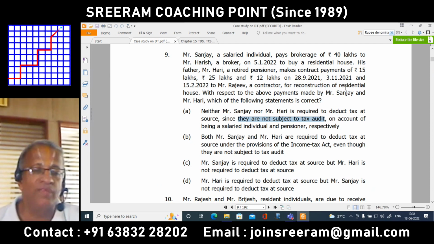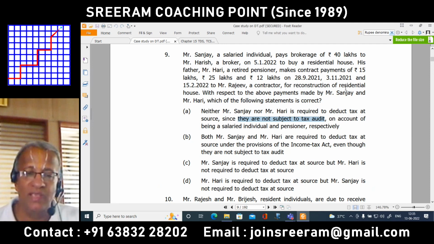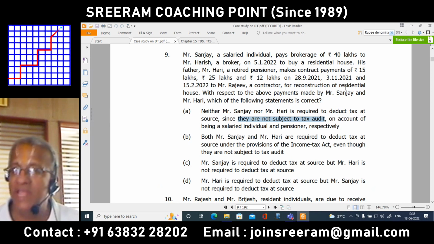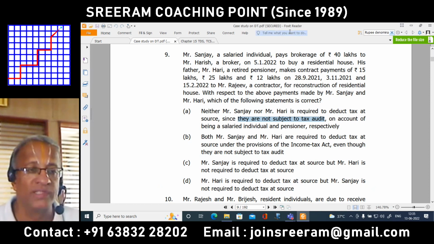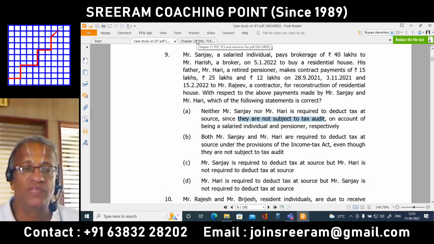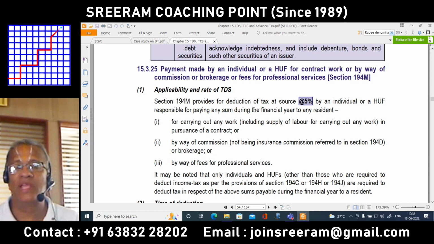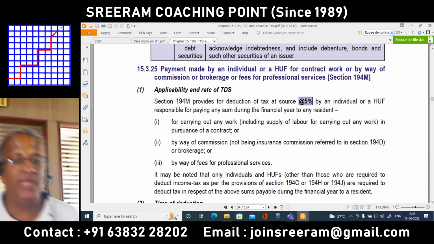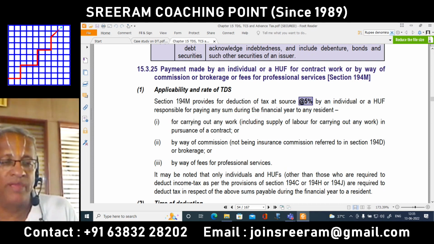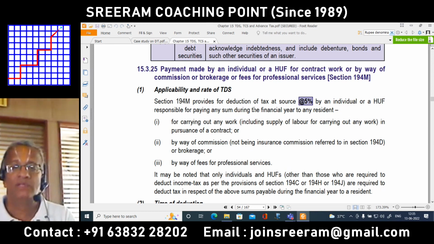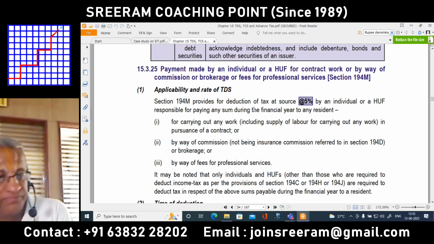The same thing that we can tell is for D, where they say Hari is required to deduct tax at source, but Sanjay is not required to deduct tax at source. This seems to be correct, but before we select D, let us know about the threshold points. Let's go through chapter number 5. This is for TDS and TCS, and what is that particular section through which this particular case study will be running? Payment made by an individual or HUF for contract work or by way of commission or brokerage or fees for professional services, that falls under section 194M.